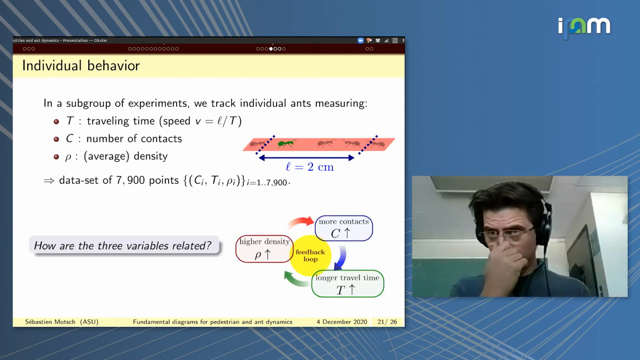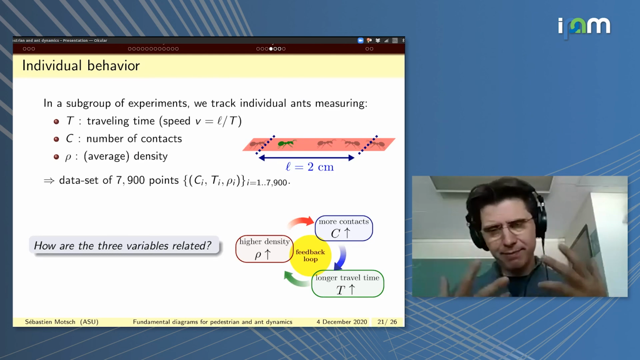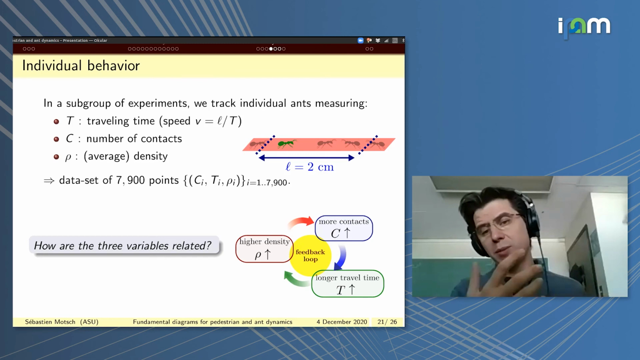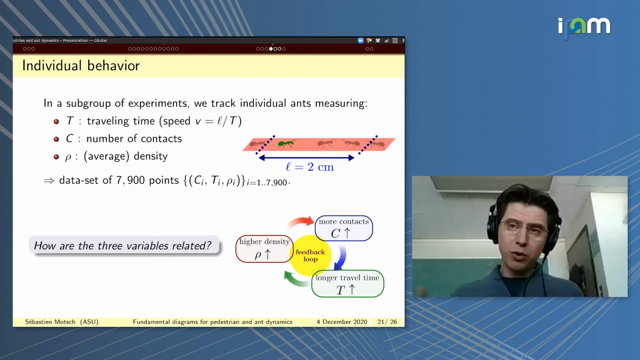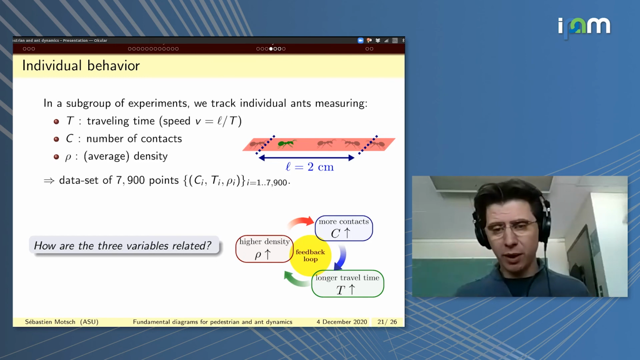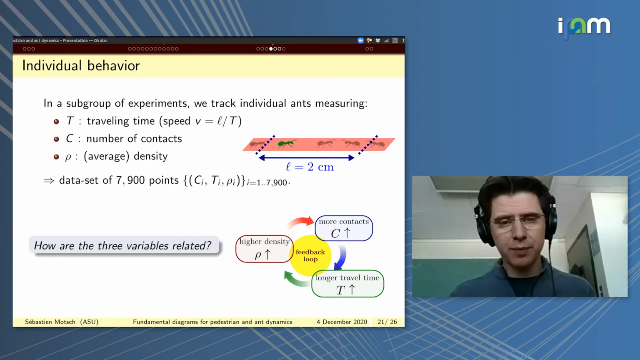The problem we usually face is that those three variables are of course related. If you increase the density, you expect more contacts. If you have more contacts, your travel time is going to increase, so you spend more time on the bridge, and it's a feedback loop, and that's why you might have a traffic jam after a while. So what's happening here? How do they relate to each other?